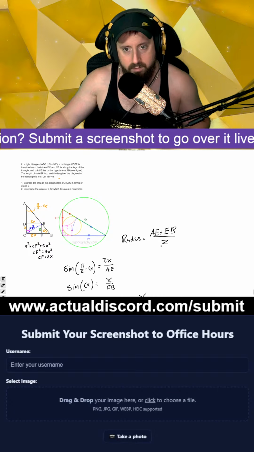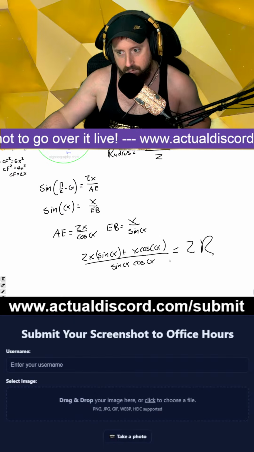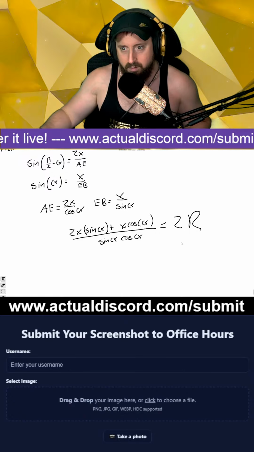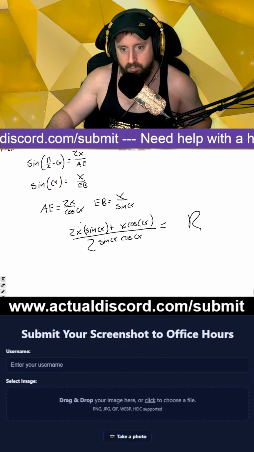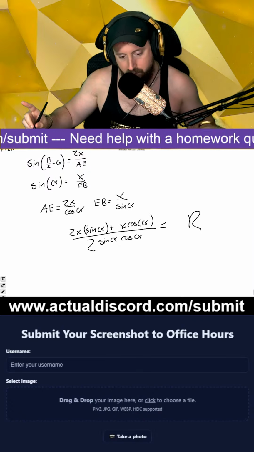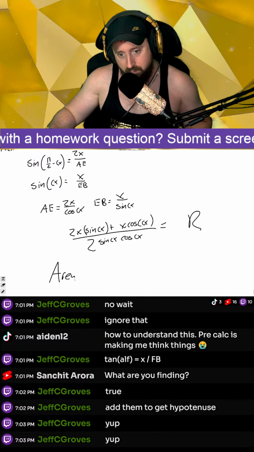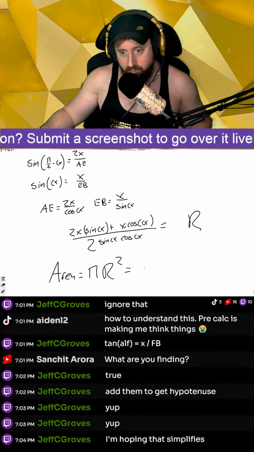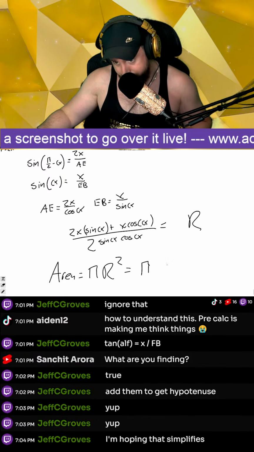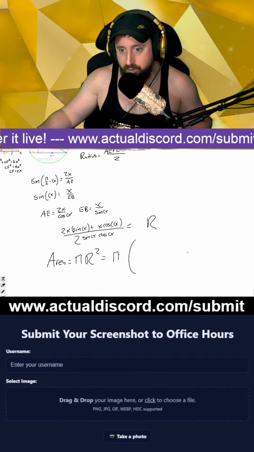Oh, and is that all I need? I just need the area in terms of alpha and x. Oh, so we're done. So then this is divided by 2. Oh, so this cancels. Oh, no, don't do that yet. Okay, so then area is equal to pi r squared. So that's equal to pi times this mumbo jumbo all squared. So let's see what we get.